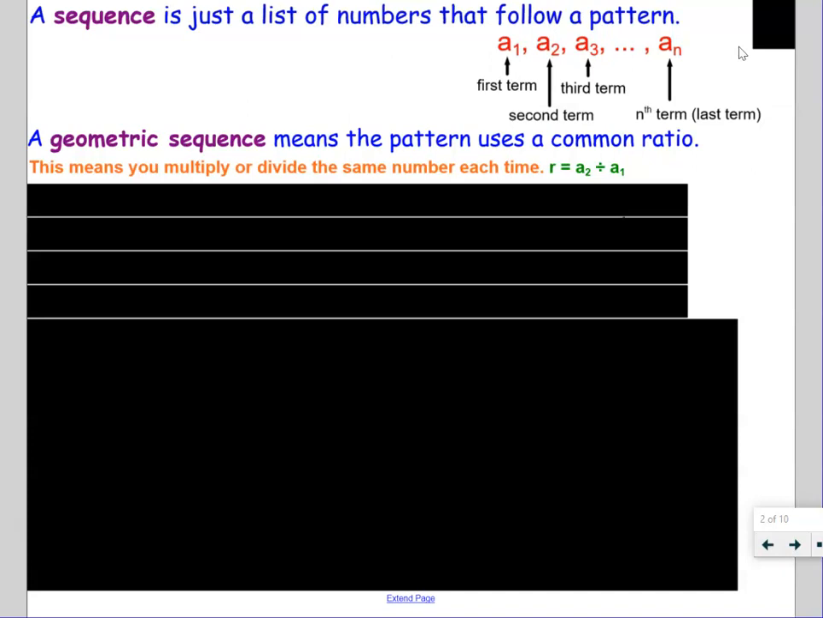The formula for the common ratio, R, is A2 divided by A1, so the second term divided by the first term. Now you can use any two consecutive terms. You could do the 10th term divided by the 9th term, or the 4th term divided by the 3rd term.